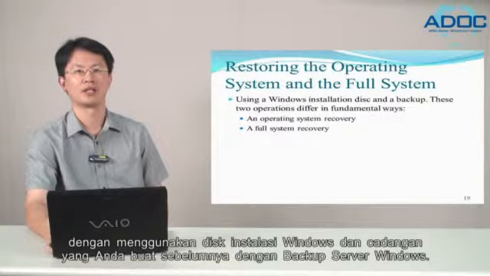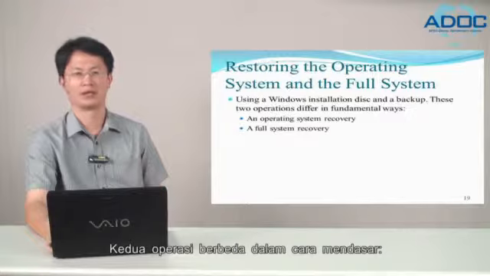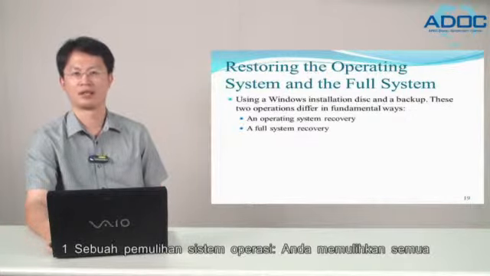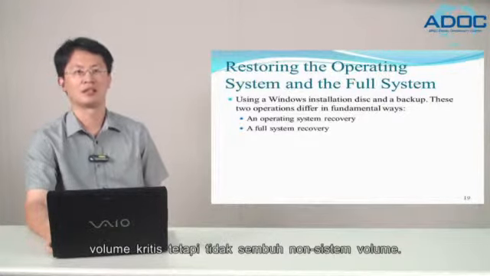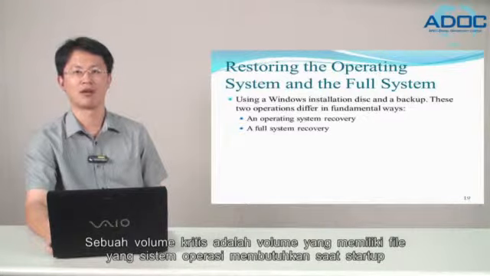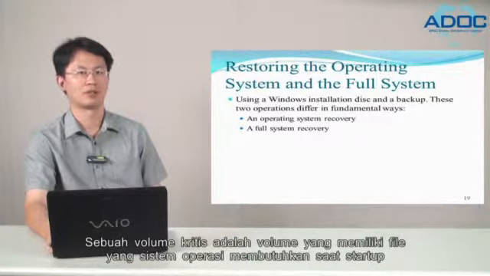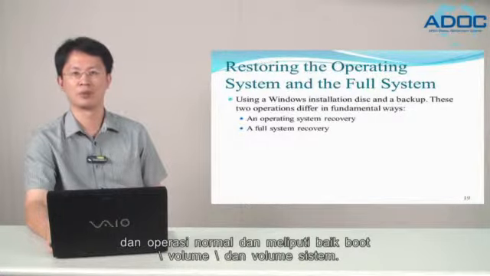These two operations differ in fundamental ways. First, an operating system recovery. You recover all critical volumes but do not recover non-system volumes. A critical volume is a volume that has files the operating system needs during startup and normal operations, and includes both the boot volumes and the system volume.